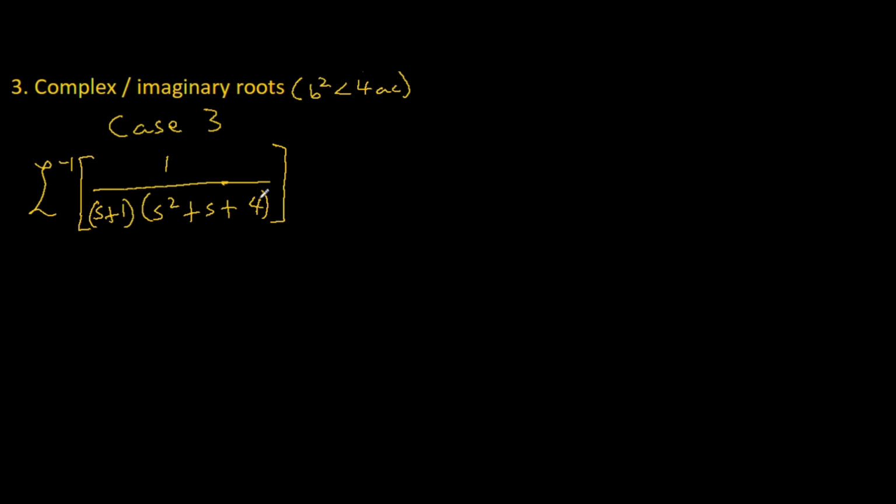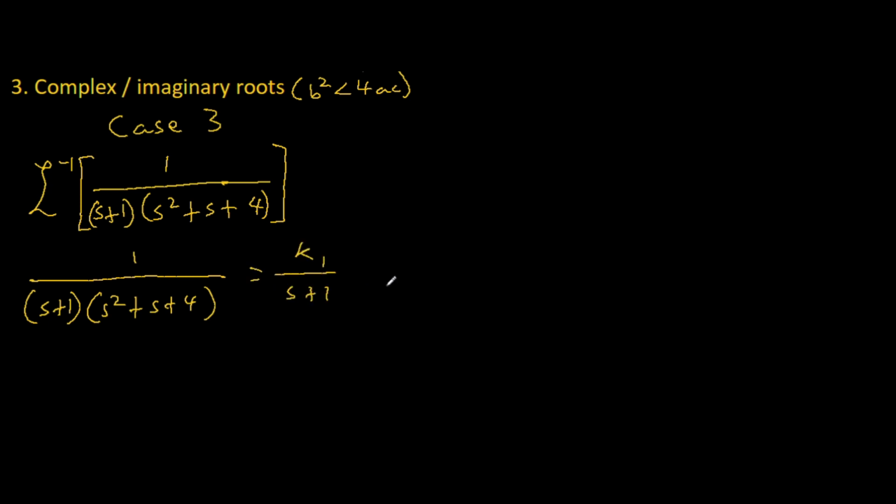So if we wanted to expand this, first of all, let's ask the question, this second order expression over here, can we decompose it into first order expressions? We have s plus 1, s squared plus s plus 4. The question is this: is there a way we can decompose this into k1 over s plus 1 plus k2 over s plus something plus k3 over s plus something?